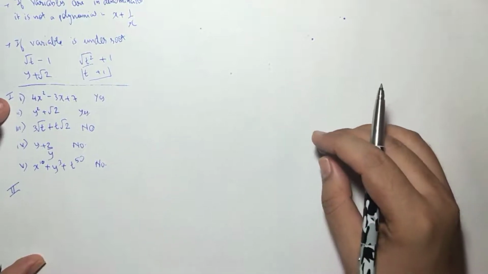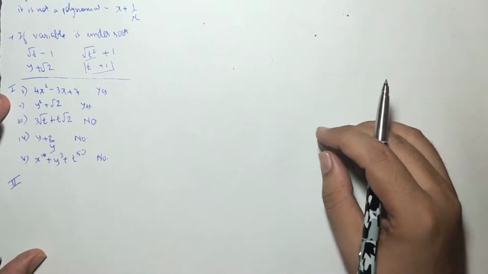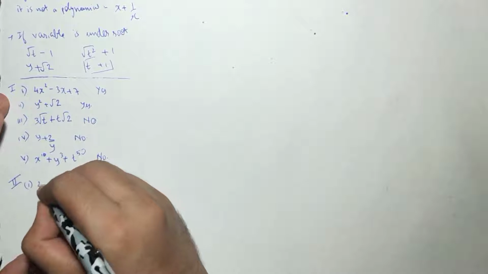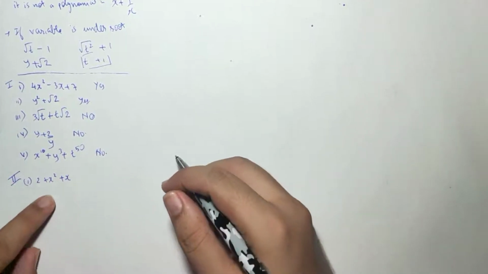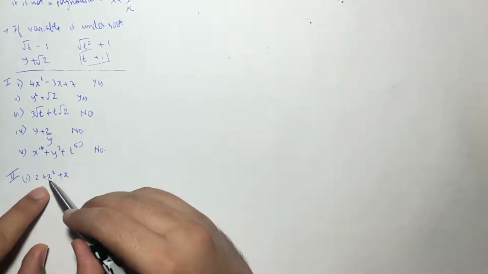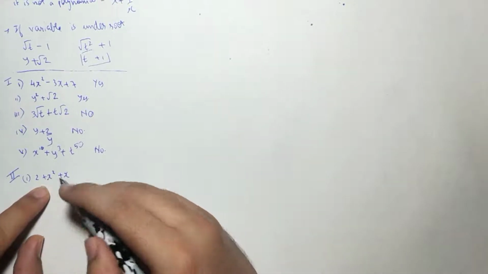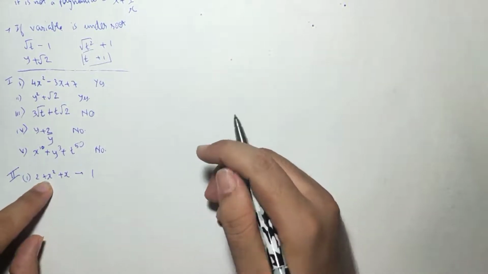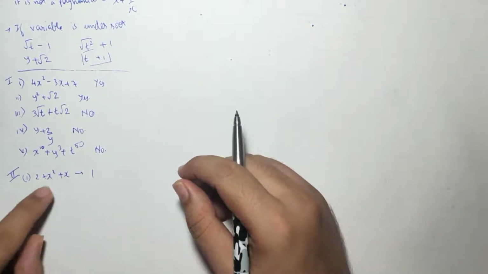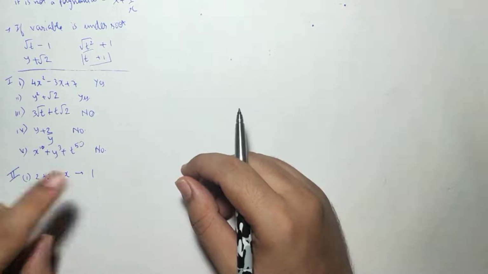Second question, you have to write the coefficients of x square in each of the following. 2 plus x square plus x. So you note the coefficient of x square. Is there any number in front of x square? No. So the coefficient of x square will be 1. The plus sign here shows plus 1. If it would have been minus here, it would be minus 1.